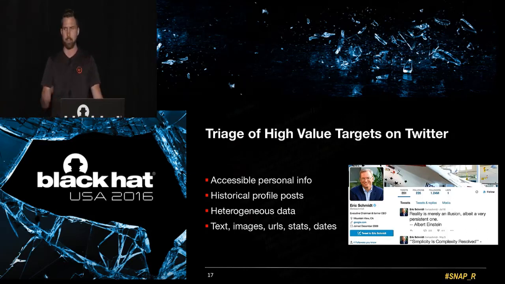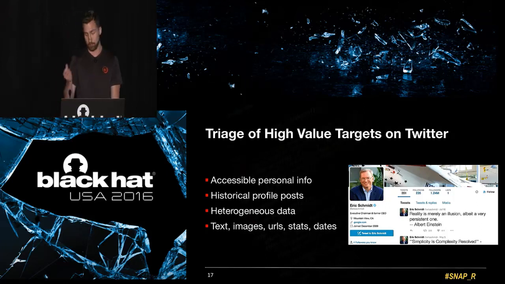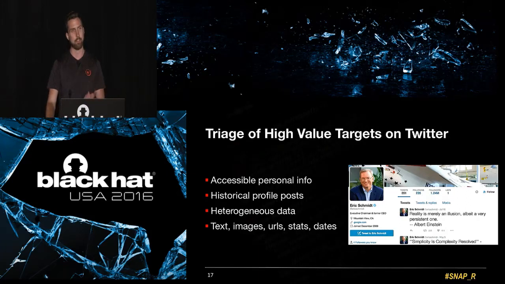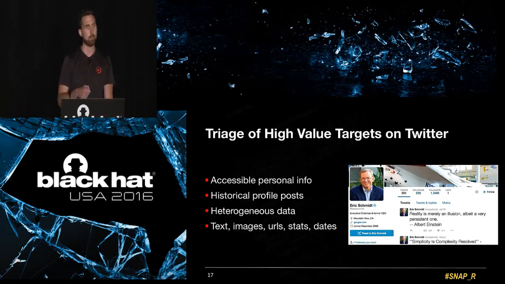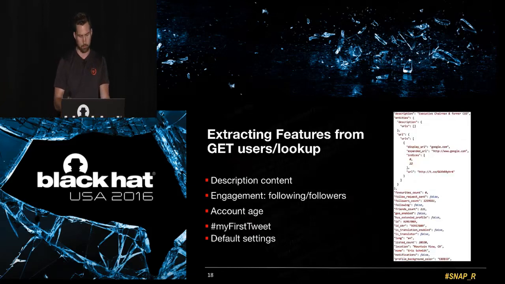But you also have a ton of personal information listed in the tweet history of this person, historical profile posts. You have not only text-based information, but heterogeneous information, like integers such as the number of followers and the number following. You have dates, like when the account was created. And you have a ton of different Boolean or binary yes or no fields in the tweet indicating whether or not they've changed their default profile settings from when they first signed up for Twitter. So this is what that profile looks like when you make a Twitter API call.